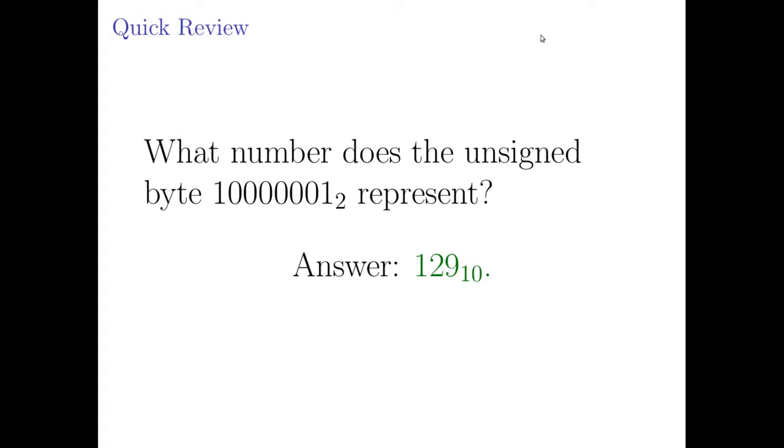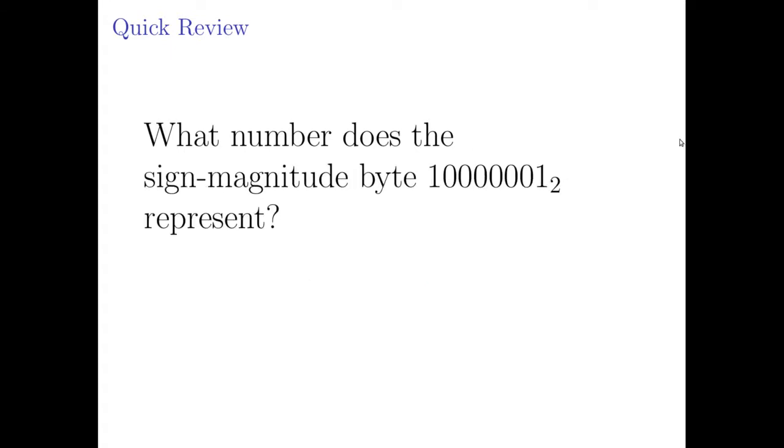The answer is 129 because we have a 1 in the 128th place. We have a 1 in the 1's place. 0 everywhere else. We add it up, it's 129. Now, suppose I lied. It's not really an unsigned number. It's a signed magnitude number. Now what number does it represent? The answer is -1, because this here is interpreted as the sign bit, and the magnitude of the number is 1, because the other 7 bits obviously make a binary 1 here, therefore the answer is -1.